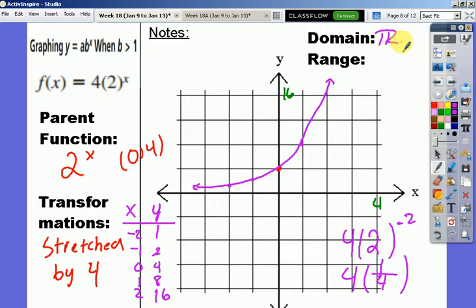Does your graph ever actually touch the x-axis? No, it's what we call, it gets arbitrarily close. It's a fancy way of saying it gets closer and closer and closer to 0, but it never actually touches it. So it's going to be y is greater than 0. So it's anything above 0. Yes? Well, if you see something raised to a variable, then you know it's an exponential function.